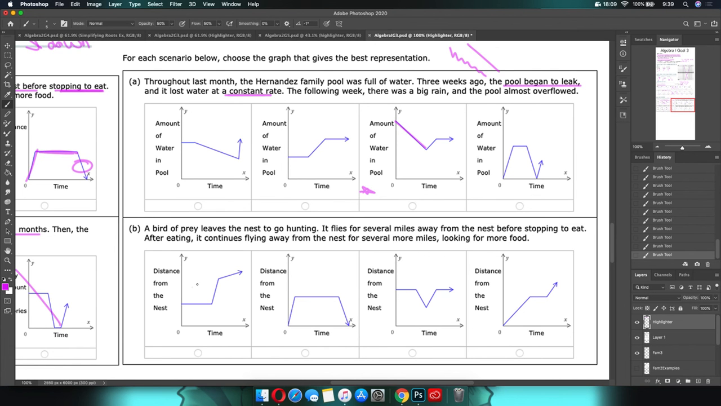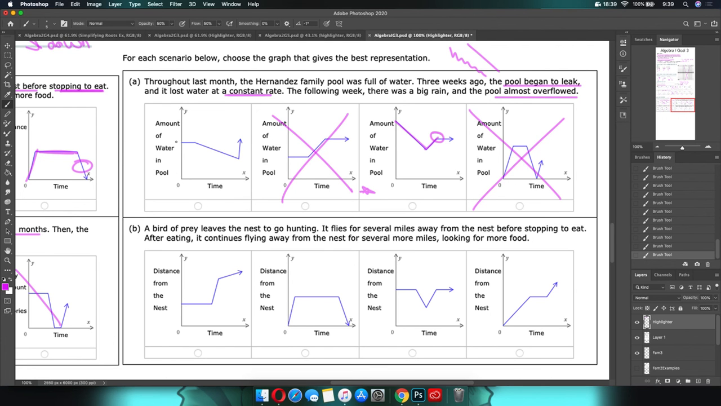Next, if there was a big rain, the pool was full to almost overflowing. So again, we're filling up, but not to overflowing. This is not the answer you're looking for, because it flattens out. If you want to be full to overflowing, which one has that? Let's see here. Which one is going down, first of all? So that one's not it, because it never once goes down. That one is not it because it never once goes down, so it has to be this one.